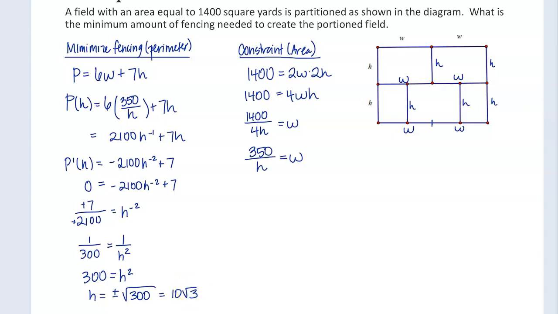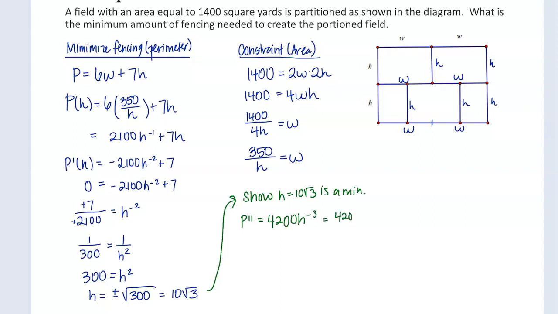But to prove that it's a minimum, the easiest thing to do would be to take the second derivative and show that that's always positive, because then any critical value will be a minimum value. So we can show that it's a minimum. So show H equals 10 radical 3 is a min. If we take the second derivative, so I'm looking right here at the first derivative, using the power rule, that's going to be positive 4200 H to the negative 3.